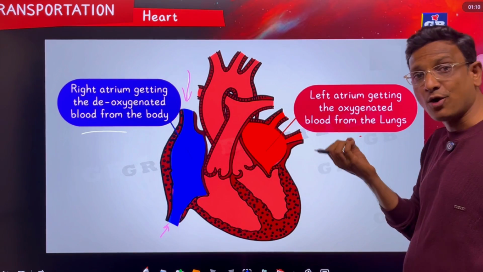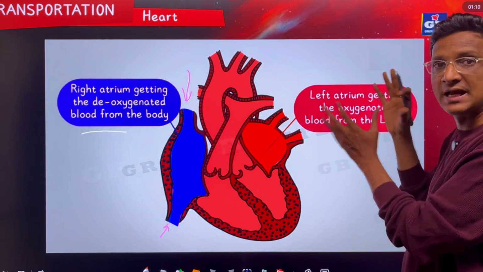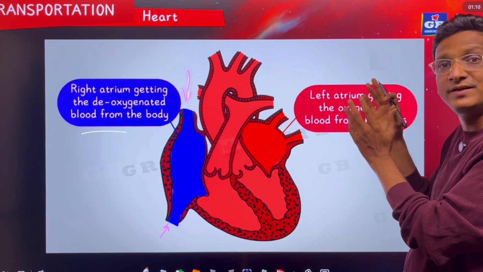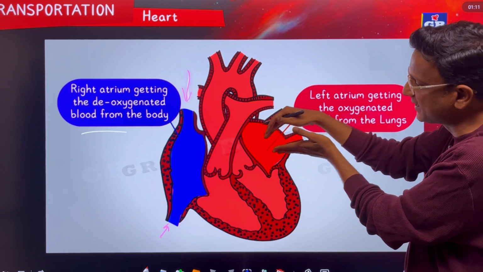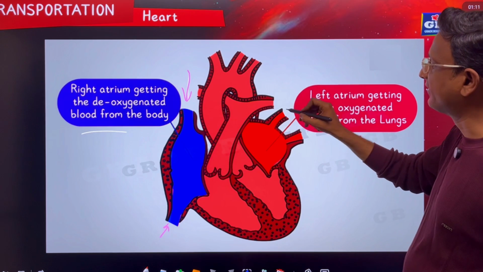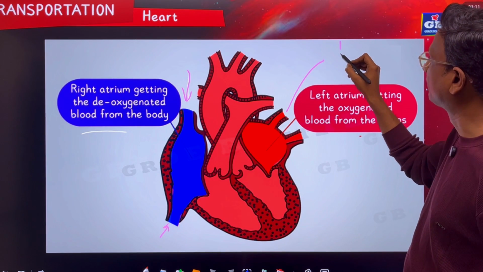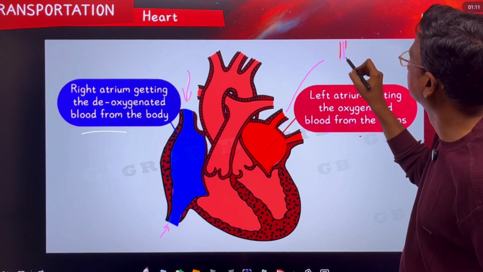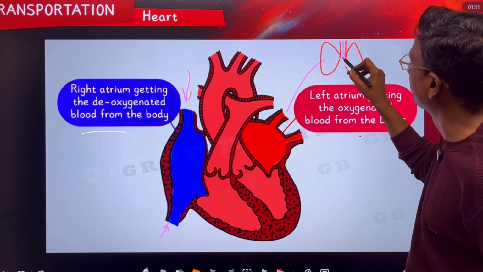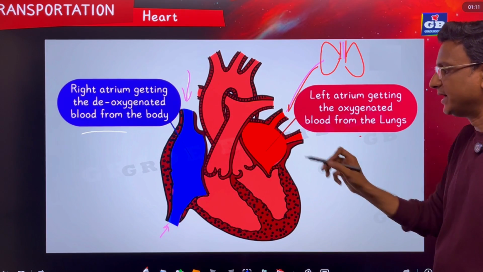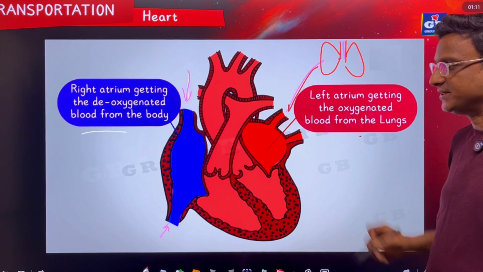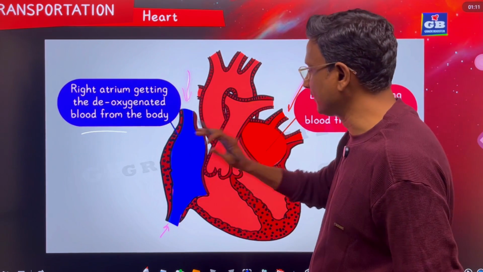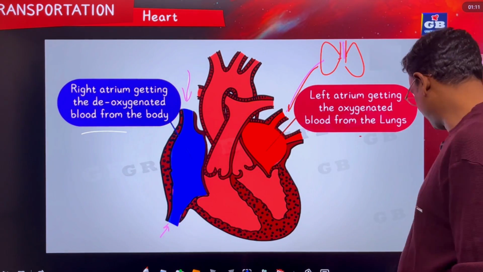The left atrium gets the oxygenated blood. From where? From the lungs, because the lungs are purifying the blood. In the lungs, exchange of gases takes place and the blood is filled with oxygen. So that oxygenated blood is entering into the left atrium. From the lungs, the oxygenated blood enters into the left atrium. Right? So this is the first stage. Deoxygenated blood enters into the right atrium, oxygenated blood enters into the left atrium.